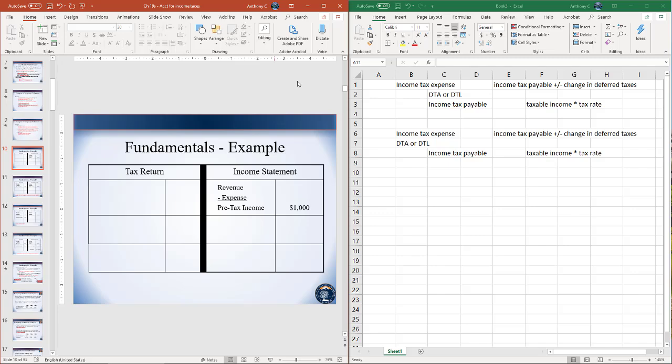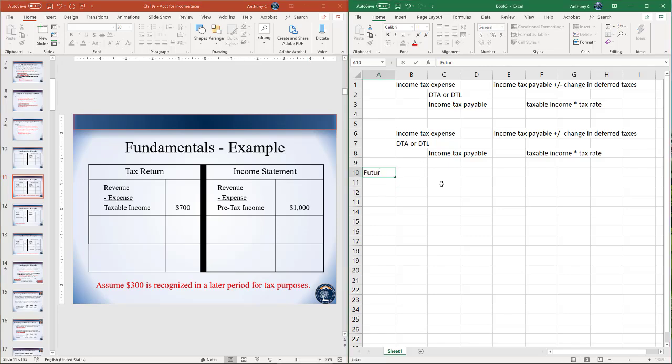Let's go through a basic example. Let's say we have a company and it has pre-tax financial income of $1,000. In other words, accounting income is equal to $1,000. Now let's assume that $300 of that $1,000 of income is recognized in a later period for tax purposes. That'll cause taxable income to be lower than accounting income by $300 today, but it also means we have a future taxable amount of $300.